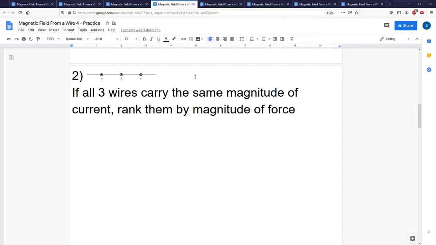Now let's look at the forces acting on each wire. On wire A, it is being attracted to wire B and being repelled by wire C. For wire B, it's being attracted to A and repelled by C. And on wire C, it is being repelled by A and repelled by B. Now, attracted, repelled, we need to turn that into left and right.